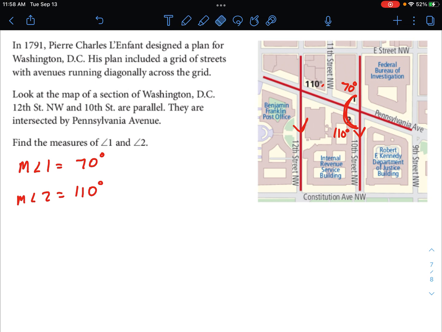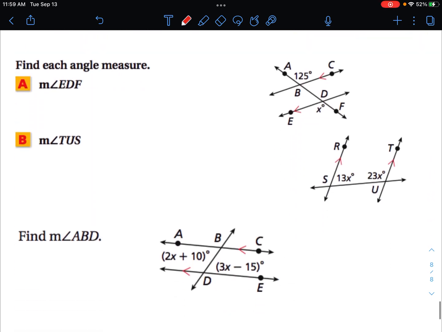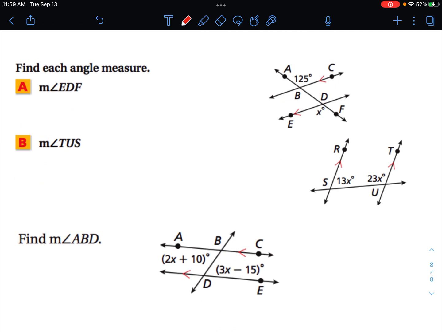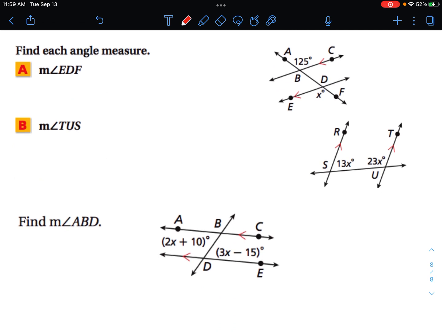All right, so that takes us to a couple other problems. Again, you can try some of these on your own. Find each angle measure, so find the measure of angle EDF. Now I'm looking here, we've got 125 degrees for angle ABC. Those are alternate exterior angles, and I can see that they're on parallel lines, so therefore they must be congruent, which means EDF is also 125 degrees.